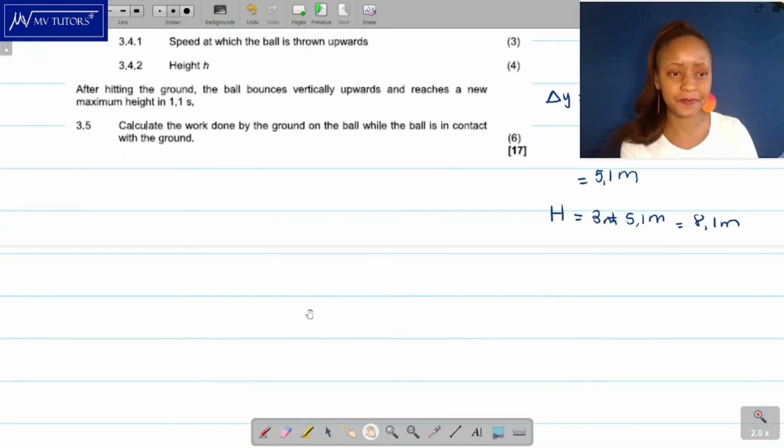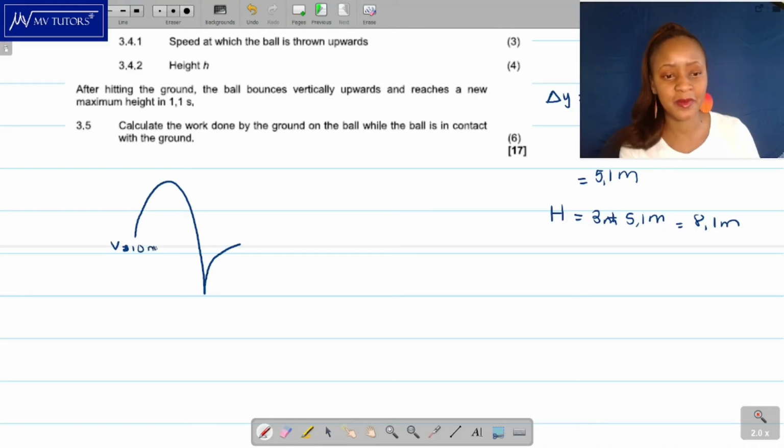And then finally it says 3.5. So after hitting the ground, the ball bounces vertically upwards and reaches a new maximum height at 1,1 seconds. Okay, so let's just remind ourselves. What happened? A ball was thrown upwards, then it went all the way down, and then it reaches a maximum height again. So here our velocity was 10 meters per second. There our velocity was 0 because it reached its maximum height, and that was at time 1,02.